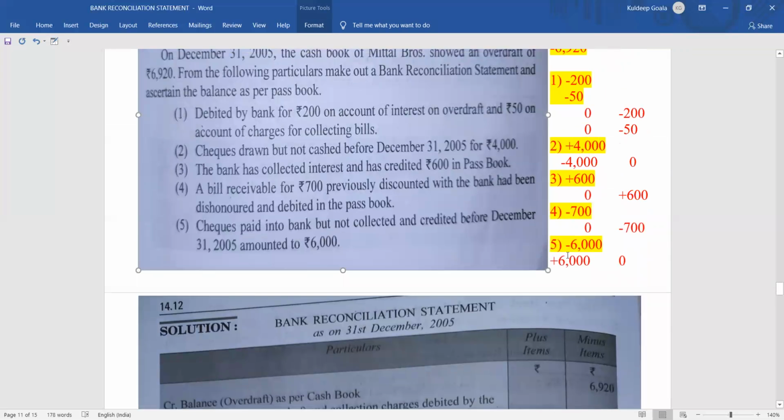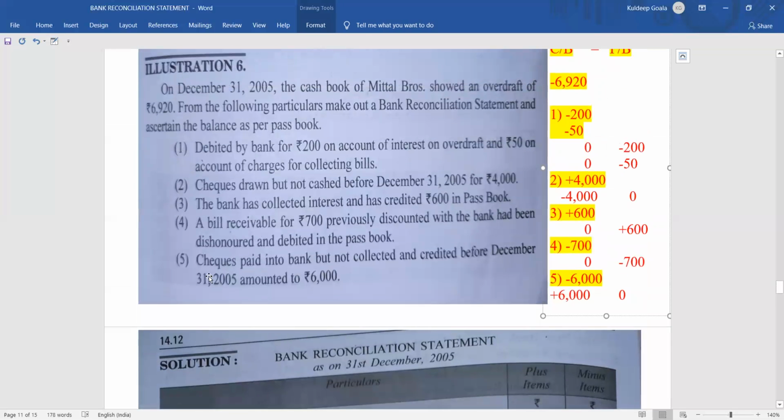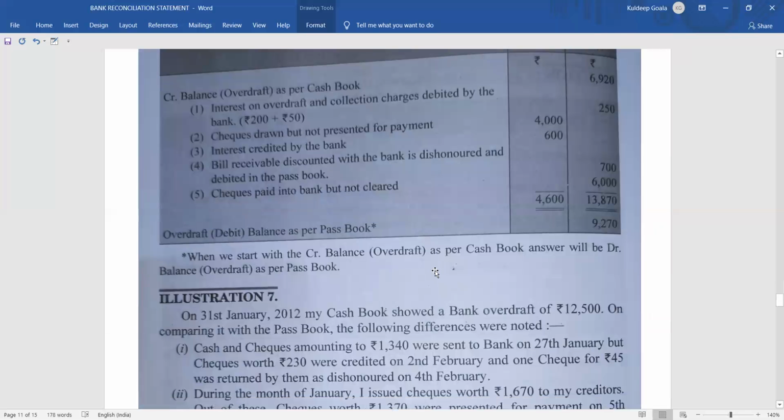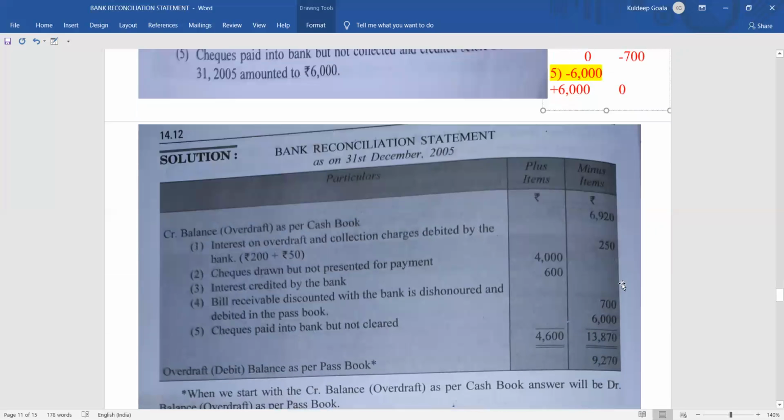Clear? Now coming to point number 5, it is also minus 6,000. So minus 6,000 means what to write here? Cheque paid into bank but not collected, 6,000, isn't it? Cheque paid into bank but not cleared or collected, whatever you can write, in the minus 6,000. In the minus, the figure is 6,000.